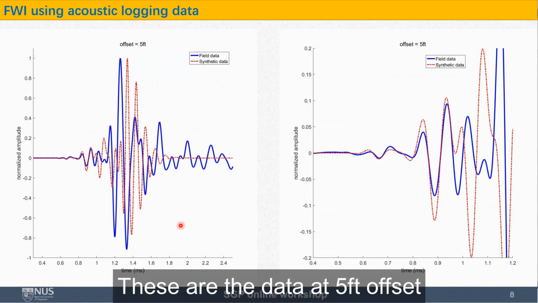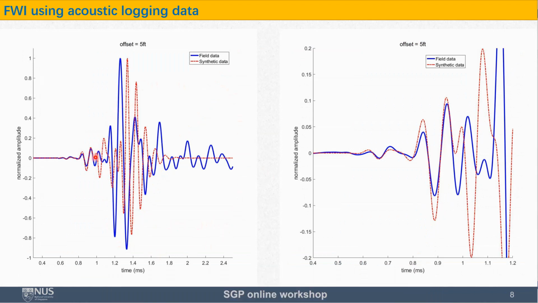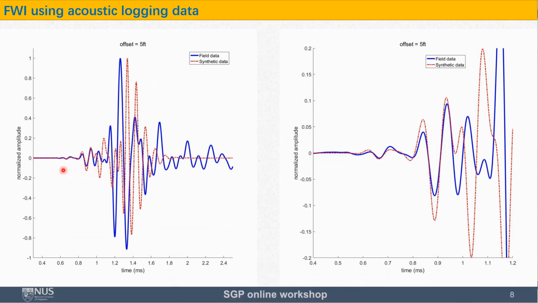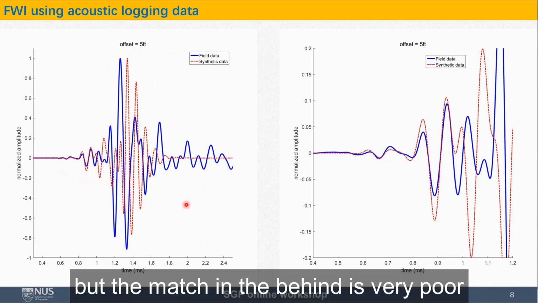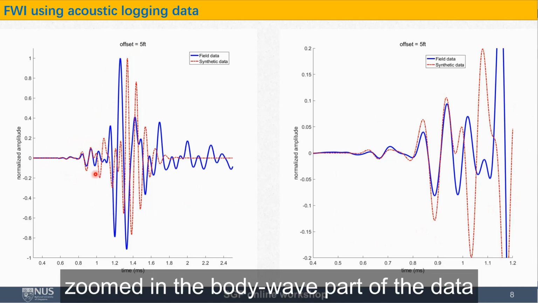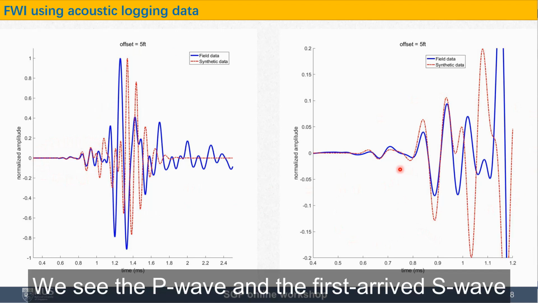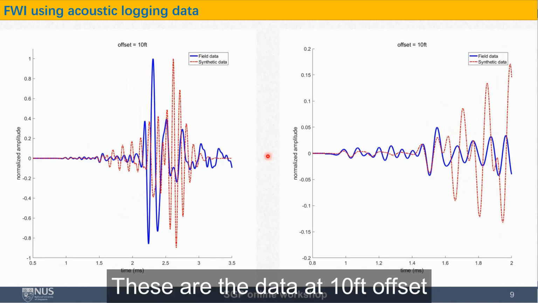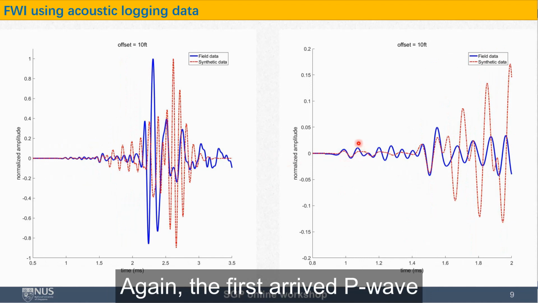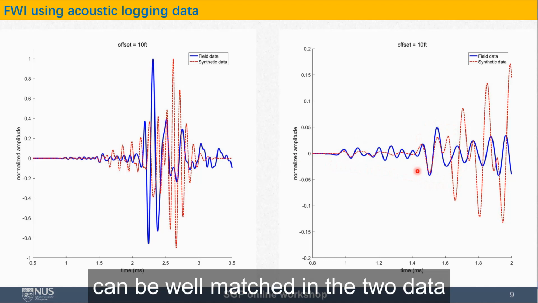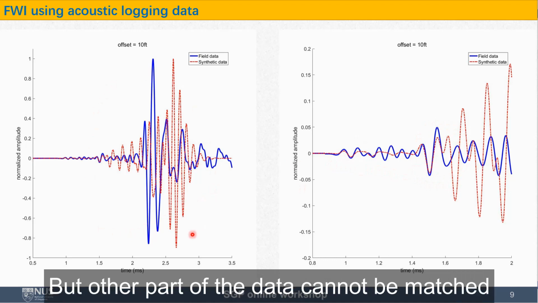These are the data at 5 feet offset. We see the synthetic data can match the field data well in the beginning, but the match in the later part is very poor. The figure on the right-hand side zoomed in on the body wave part of the data. We see the P wave and the first arrived S wave are well matched in the two data. These are the data at 10 feet offset. Again, the first arrived P wave and the first arrived S wave can be well matched in the two data, but other parts of the data cannot be matched.